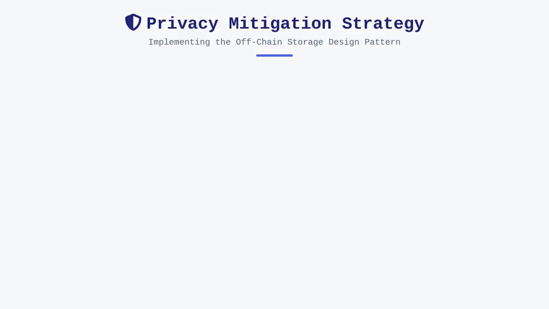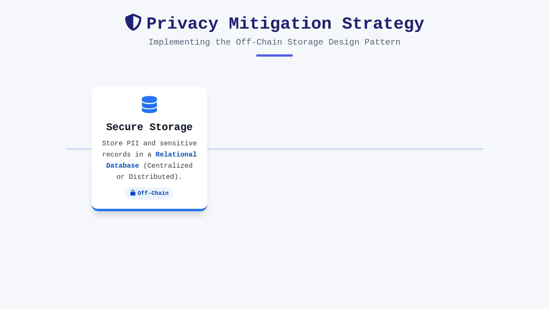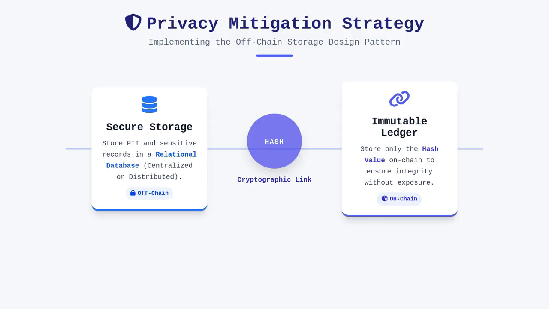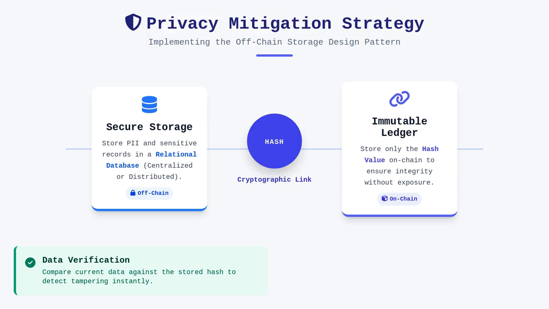To mitigate these structural privacy challenges, we must adopt an off-chain storage design pattern. Instead of writing PII or sensitive personal records directly into a ledger transaction, we should store that sensitive data in a secure, centralized, or distributed relational database. We then generate a cryptographic hash of that data and store only that hash within the immutable ledger. When we need to verify the data at a later date, we compare the current data against the stored hash to ensure it has not been tampered with.